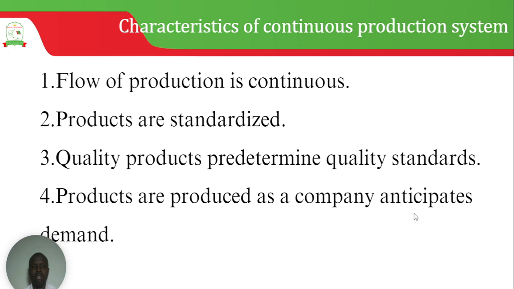Now, characteristics of continuous production schedules. Number one, the flow of production is continuous. Products are also standardized, so they are uniform. When you talk about standardization, it is uniformity. The other one is quality: products have predetermined quality standards. And also products are produced as a company anticipates demand. So the more the demand is increasing, they can go ahead and keep producing more.